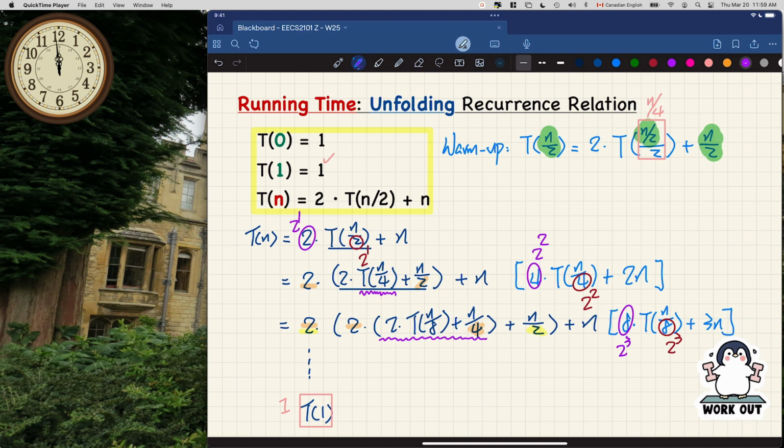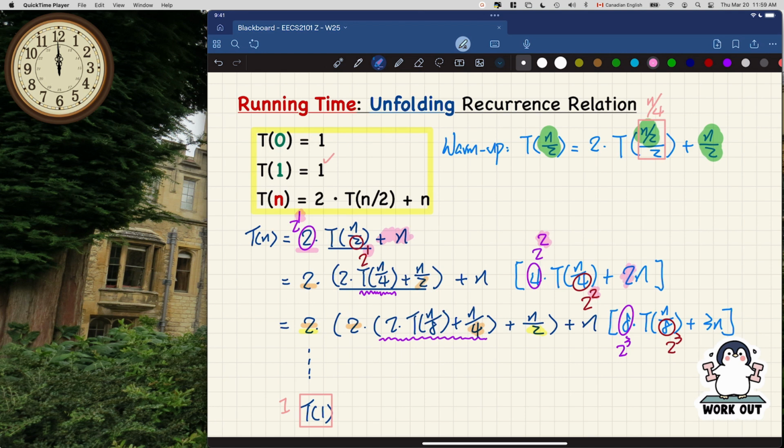Okay, what's the pattern? If you look at the exponent here, 1, that tells you you got some multiplicative constant here, 2 to the power of 1. And also you got exactly 1 plus n. Exactly one instance of plus n, just one instance. On the other hand, you see here, the exponent is 2. That means you also got the multiplicative constant 2 to the power of the same thing. And then how many plus n do you have? 2, right? Exactly 2 here.